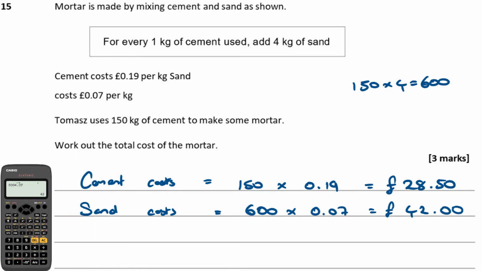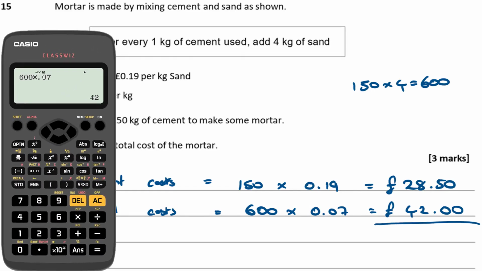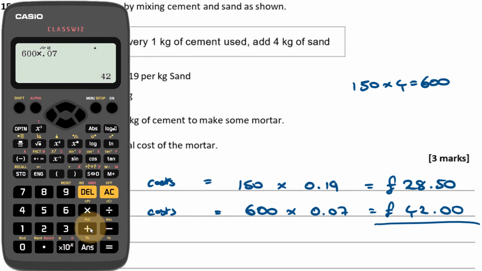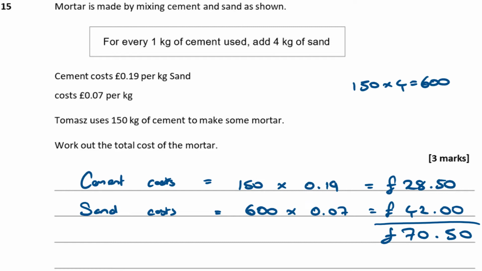Okay, so the total cost of the mortar is going to be those two added together, isn't it? So I'm going to add on my last answer, £28.50. That comes out to be £70.50. That's my answer. Okay. So mortar, I'm just going to spell it out, costs £70.50. So the examiner doesn't have to go and search for my answer. Written it down nice and clearly.